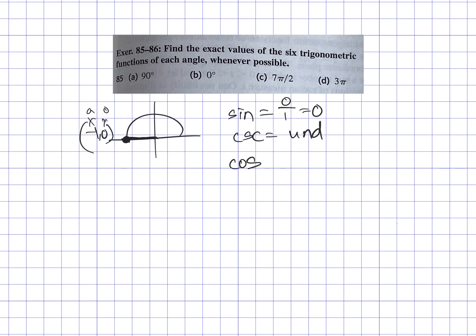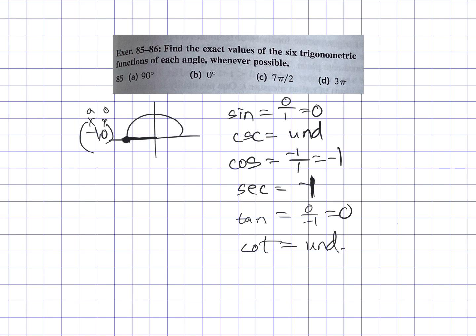Cosine is the adjacent leg, negative 1 over the hypotenuse, 1. And the secant will be the same thing, but reciprocal, still negative 1. And the tangent is going to be y over x, which is 0 over negative 1, or 0. And the cotangent is going to be undefined.